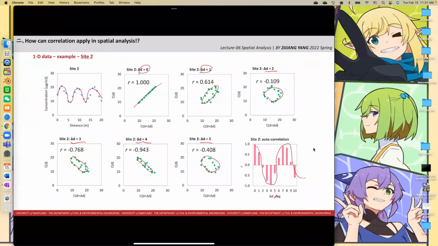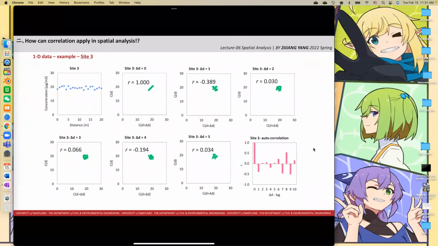Yeah, again, this is delta D. And it is also the lag. But yeah, it's minus lag. Okay. Yeah, I will revise this slide.